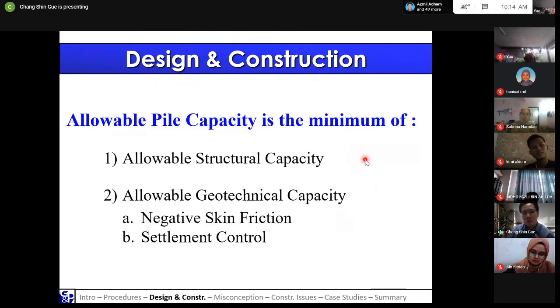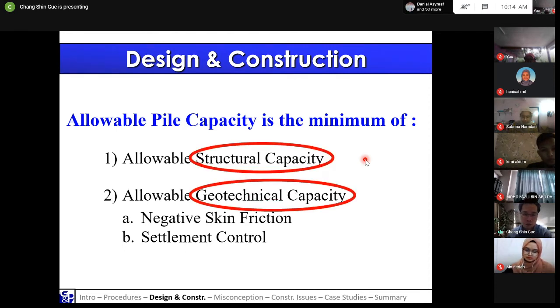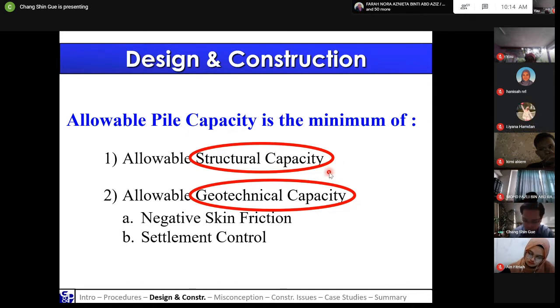Now, what I want you to understand clearer here is that when we talk about allowable pile capacity in practice, actually it is the minimum of two things. One, it's the structural capacity, and another one is the geotechnical capacity. Geotechnical capacity, like I mentioned, comes from the skin friction and the base contribution. But the structural capacity is just like a structural element like your beam or your column. So basically the pile itself is a structural element. So you need to know what is the structural capacity. And the allowable pile capacity is the minimum of either of these.